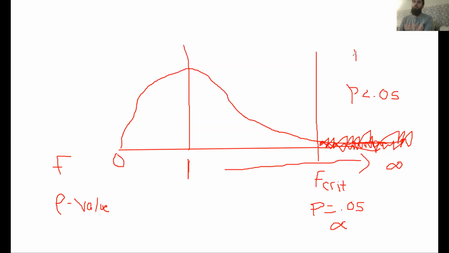And so therefore we reject the null whenever we find an F ratio, an F statistic, that is greater than the F critical value. Whereas for any F statistics between the critical value, the alpha level, and 0, we fail to reject, because p is greater than 0.05.